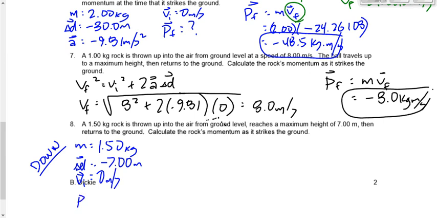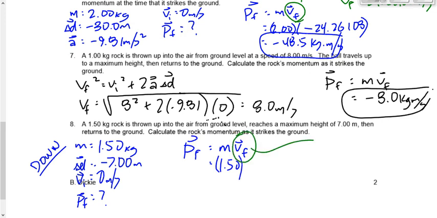Let's solve for PF again. M is 1.50. VF, anyone? What principle are we using here? This is accelerated motion, right? Principle 1. So it's one of those acceleration equations. A is equal to delta V over delta T. D is equal to VI T plus 1/2 A T squared. So one of those things, right? Which one fits? They're all valid. Which one fits?